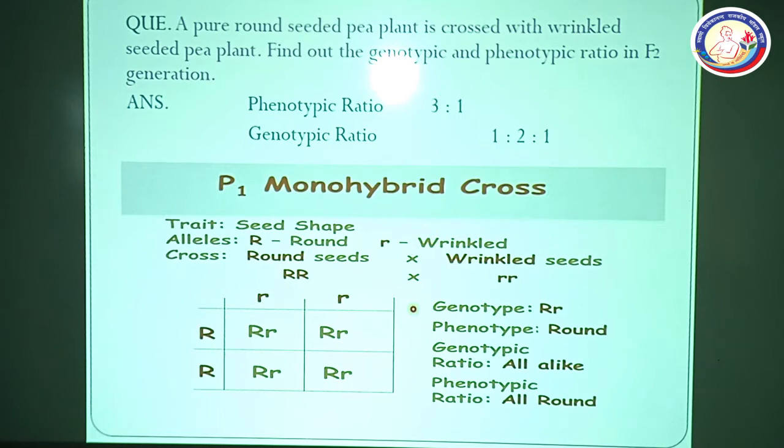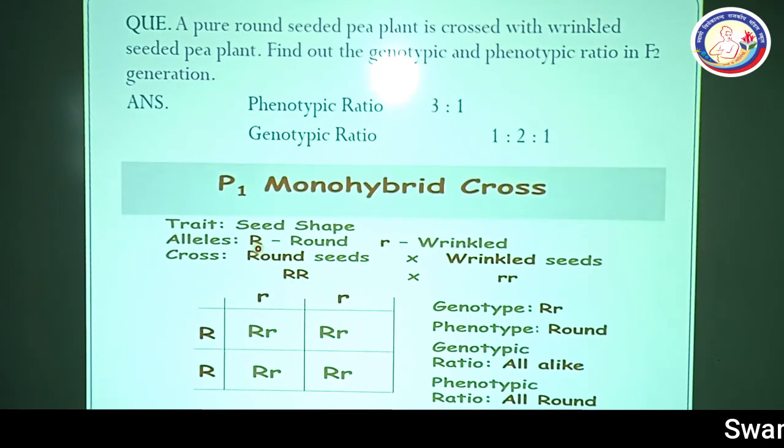There is a question for you. A pure round seeded pea plant is crossed with wrinkled seeded pea plant. Find out the genotypic and phenotypic ratio in F2 generation. Then phenotypic ratio will be 3 is to 1 again and genotypic ratio will be 1 is to 2 is to 1. Here round is shown by capital R and small r. Capital R is the symbol of round and small r is the symbol of wrinkled allele.